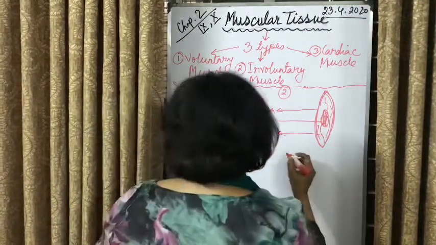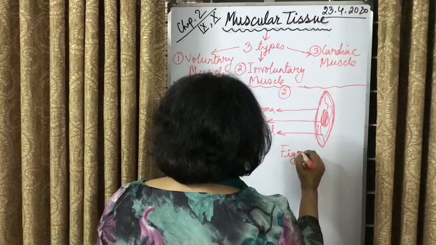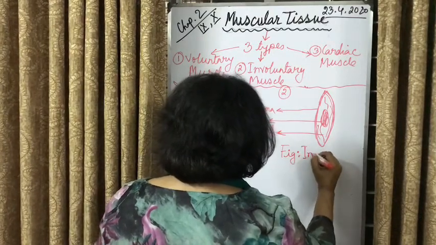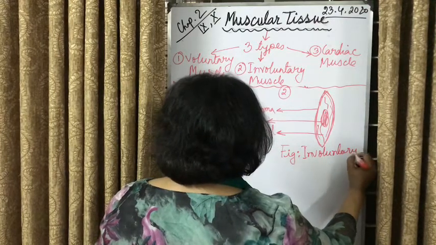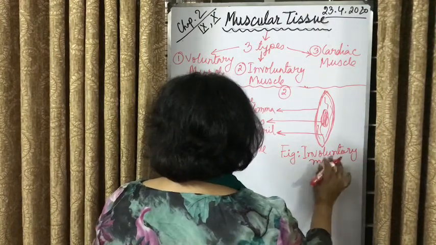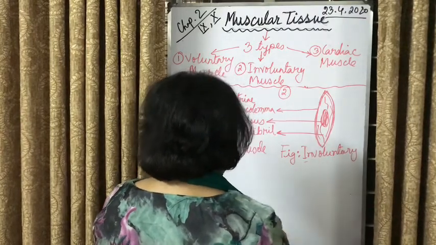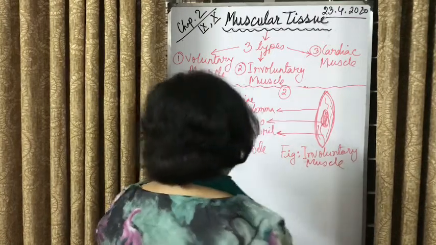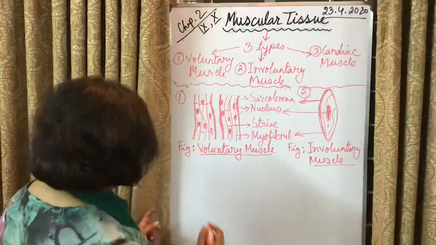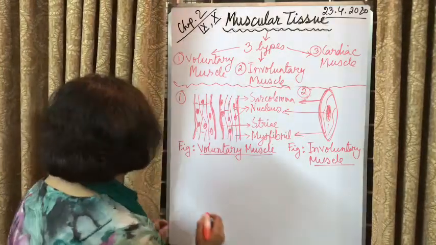And where are they present? Involuntary muscle. Let's see the structure of cardiac muscle.